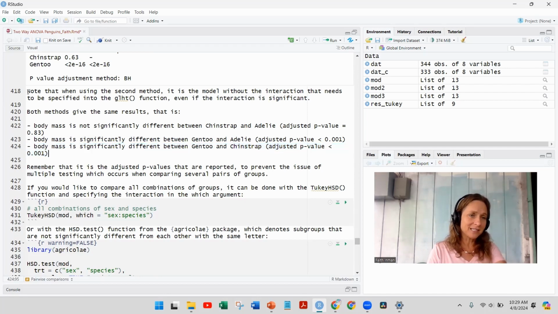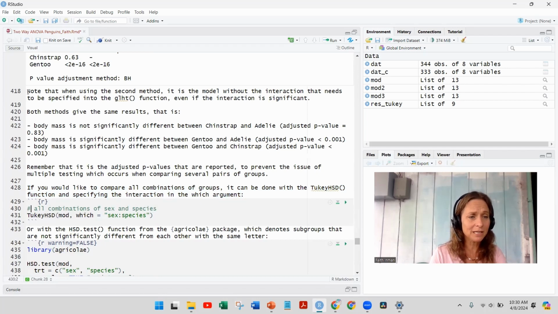And when you state your results, you have to put your mean differences and your confidence intervals or standard errors, for me, right? Remember that it is the adjusted p-values that are reported to prevent the issue of multiple testing, which occurs when comparing several pairs of groups. If you would like to compare all combinations of groups, it can be done with the Tukey HSD function and specifying the interaction in the which argument, right?